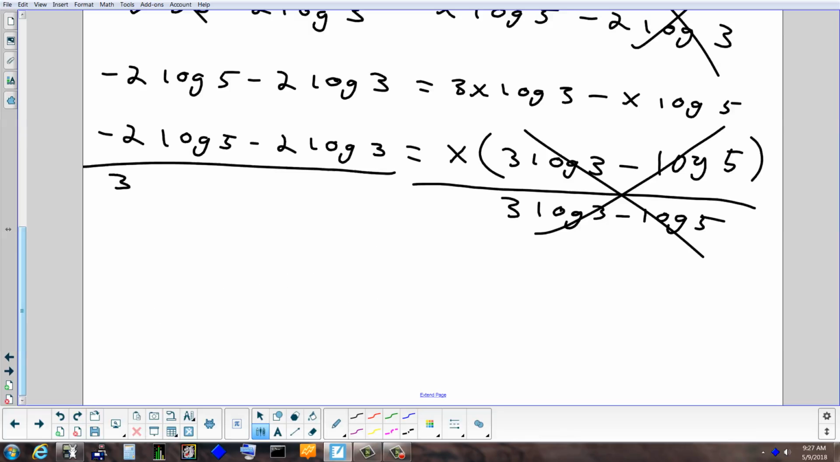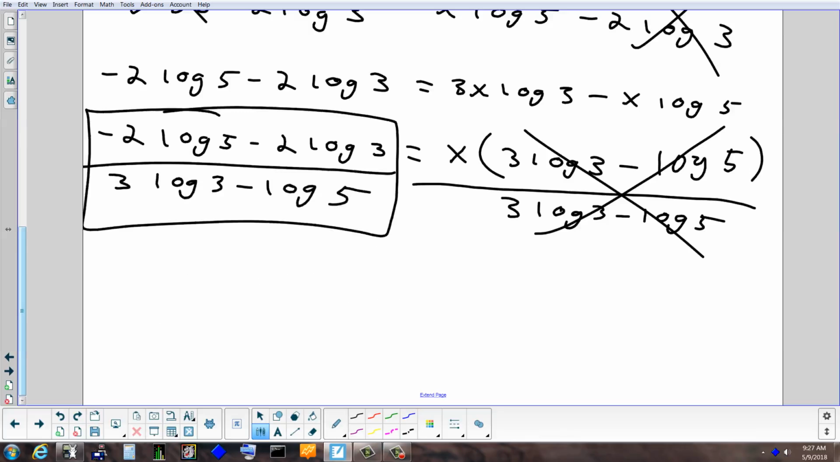So 3 log 3 minus log 5. And that's our answer for x. What makes it a little confusing is you've got the word log written 4 times, and you can't really do anything with it till the very end, which is now putting it into the calculator. That's a lot to put into the calculator.